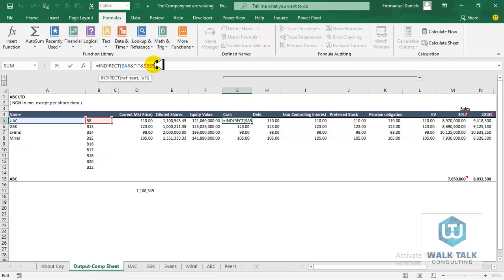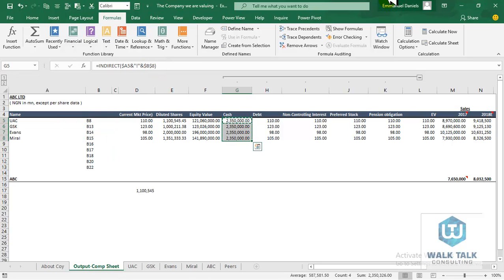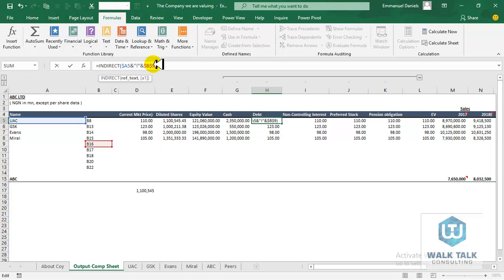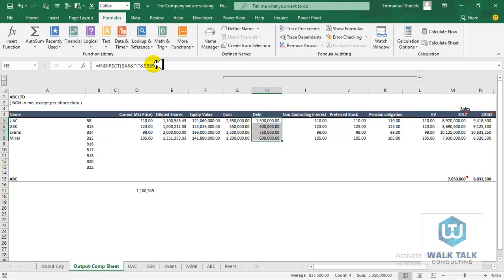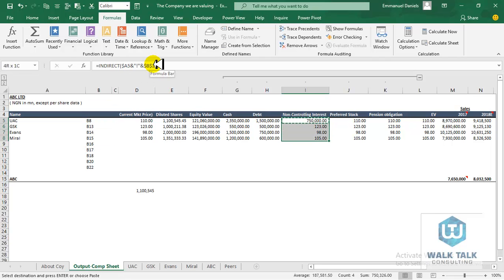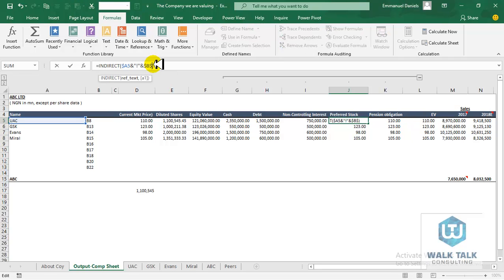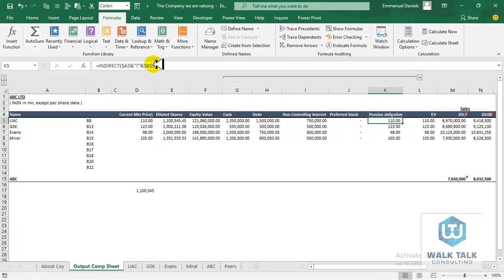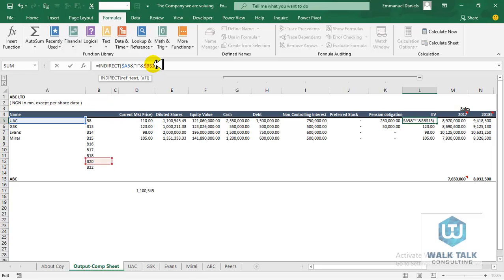B8. I'm referencing B15 from the other sheet. B9. I'm referencing B16 from the other sheet. Then this is B10. I'm referencing B17 from the other sheet. This is B11. I'm referencing B18 from the other sheet. Don't have anything here. This is B12. I'm referencing B20 from the other sheet. Then this is B13. So I'm referencing B22 from the other sheet.